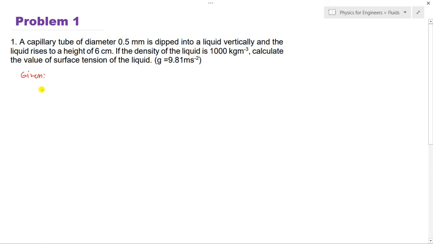Given here is we have diameter of the capillary tube. So that is D equals 0.5 mm. Then naay liquid nga miray sa capillary tube, that is the height, which is 6 cm. Then the next one is the density of the liquid. Density of the liquid is equals to 1000 kilogram per cubic meter. And then another thing is, of course, we're given acceleration due to gravity g, 9.81 meter per second squared. Okay, our required here is the surface tension, that is T. Okay, solution.